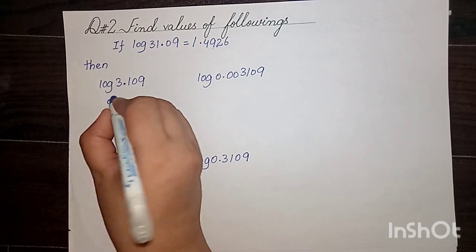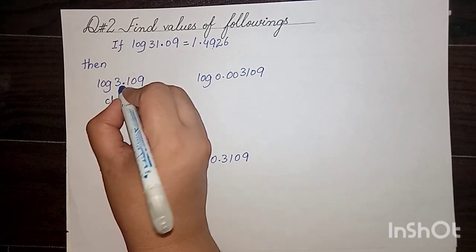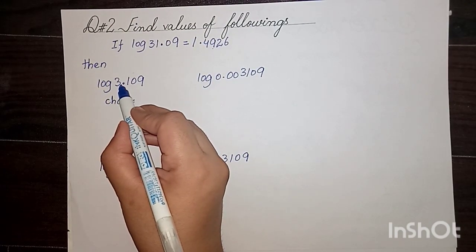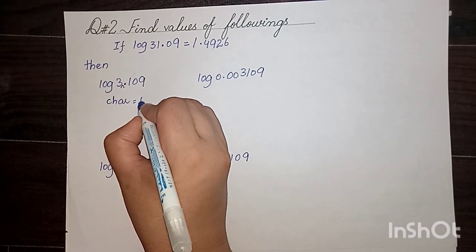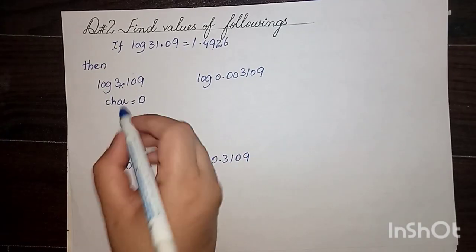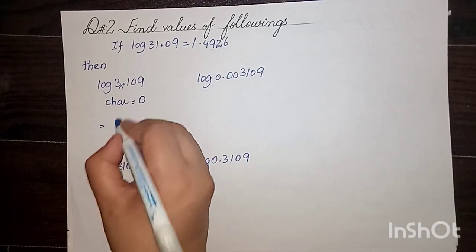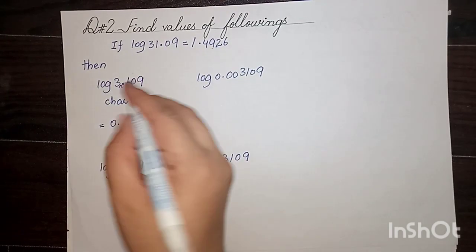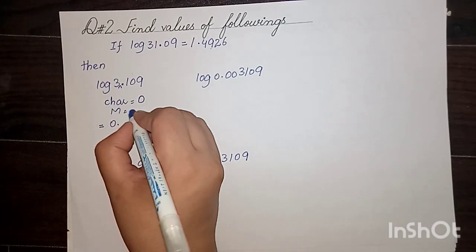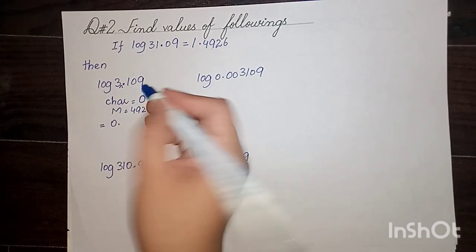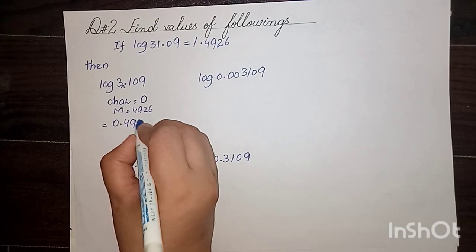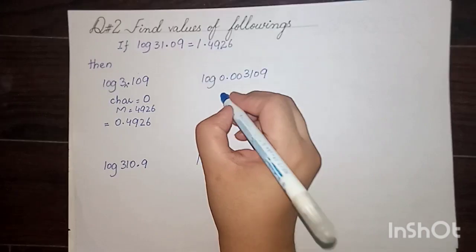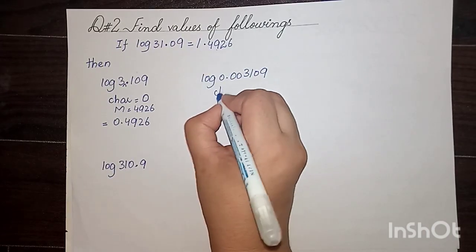For the first value, the characteristic is equal to... this is the reference point. Between the reference point and the decimal point there is no number, so the characteristic is equal to 0. So the value of this number is 0.0 as the characteristic, and the mantissa is equal to 4926. We will use 4926 as it is.